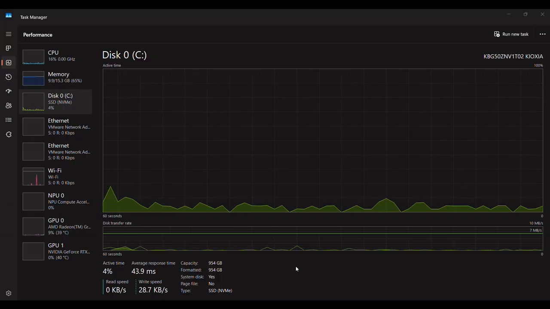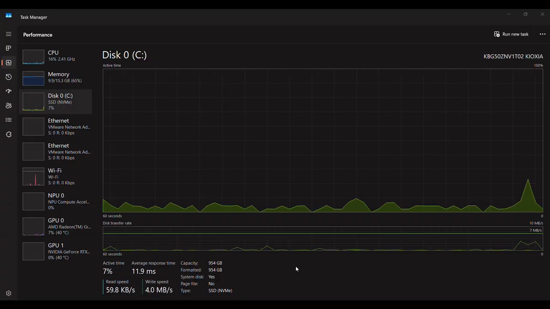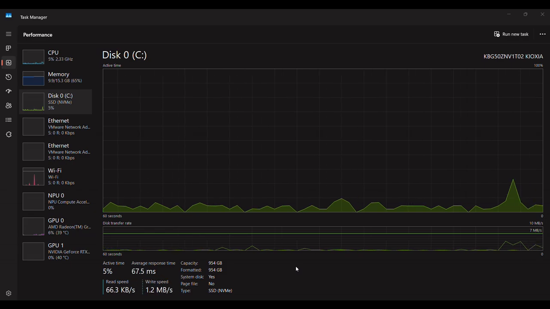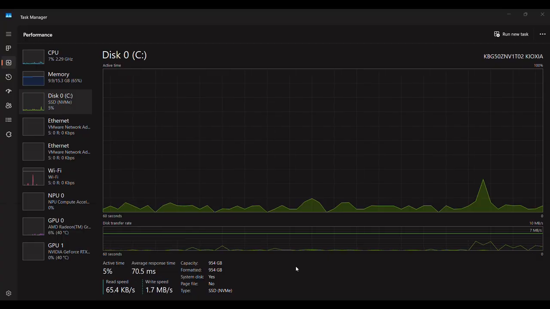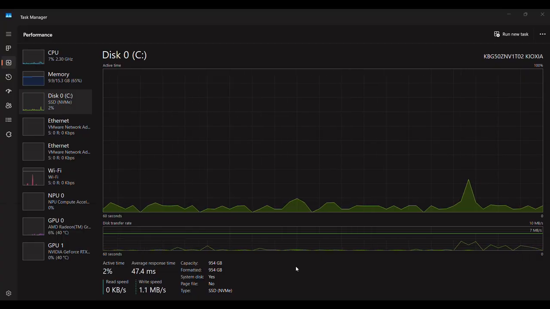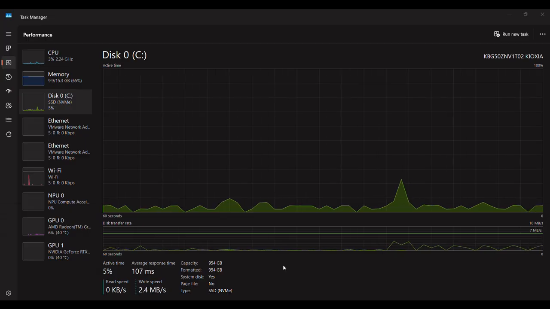Now we are monitoring disk performance and storage activity. Disk monitoring is extremely important because applications and operating system processes constantly read and write to storage devices. This section helps administrators identify storage bottlenecks, excessive disk usage, and slow response behavior.